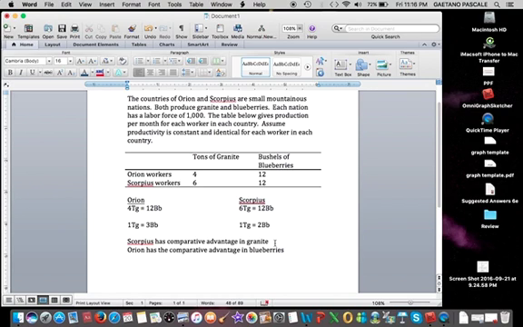So make sure you remember that if you have 2 countries and 2 items and you have constant opportunity cost, i.e. that you're going to have a straight line for a production possibilities frontier, once you make the determination of the country that has the comparative advantage in one good, the other country automatically has the comparative advantage in the other good.